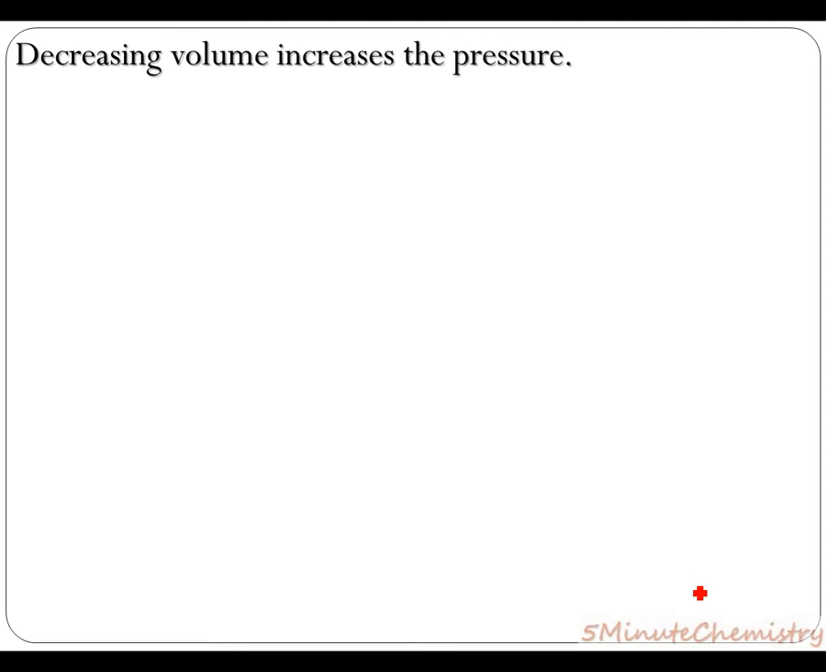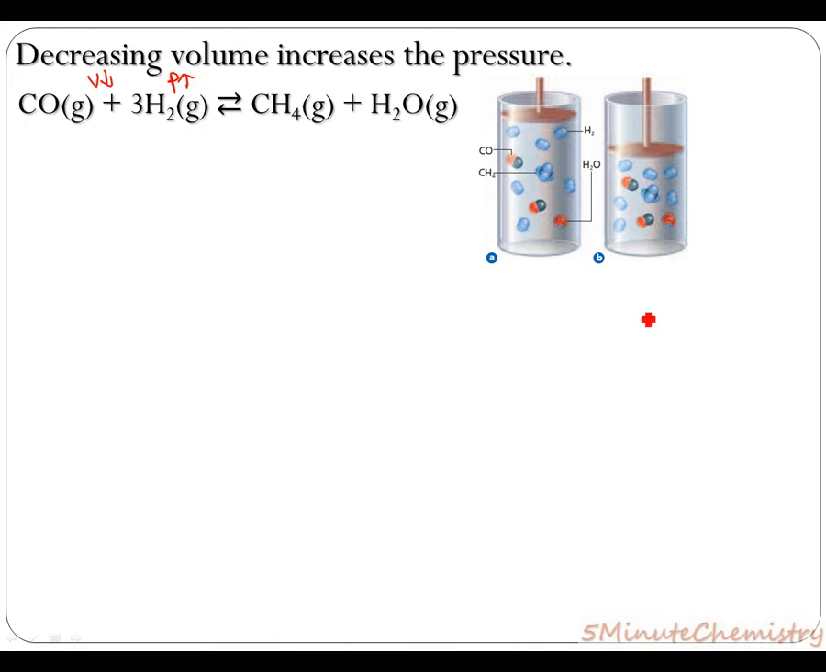So now consider volume changes. If I were to decrease the volume, so if the volume goes down, the pressure goes up because these molecules are closer together. So we're going to consider this reaction again. First off, this is the system at equilibrium, and I'm now going to decrease the volume, which is going to increase the pressure.